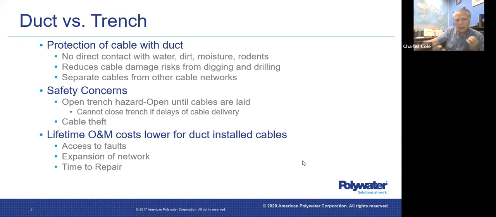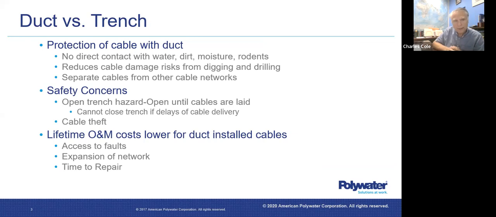You can install empty ducts for future expansion, whereas in an open trench, you would have to dig up that trench to install new cable that is direct bearing, not in duct. And then there are time to repair savings as well by installing cable into duct.